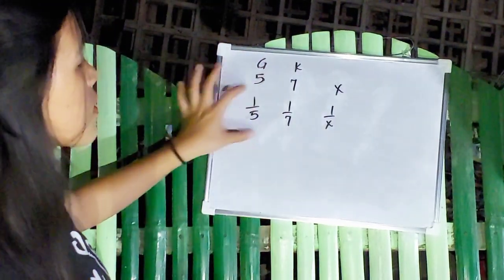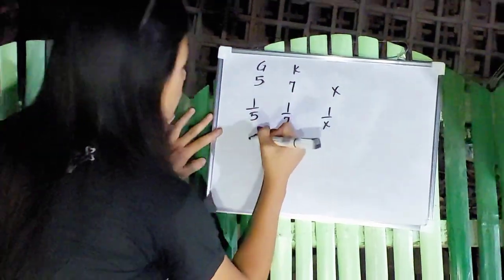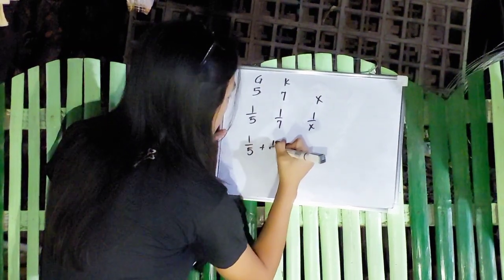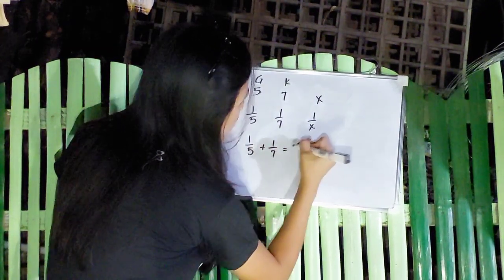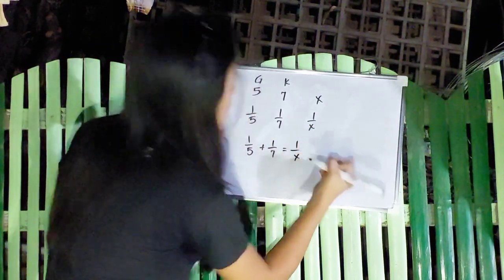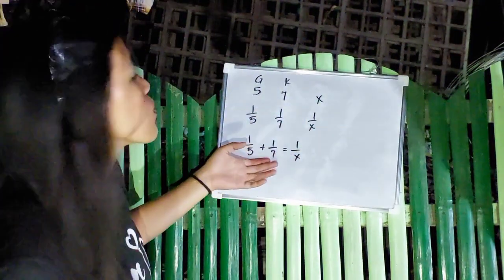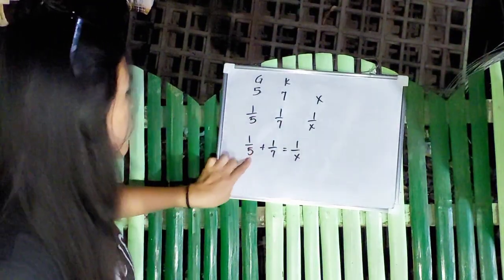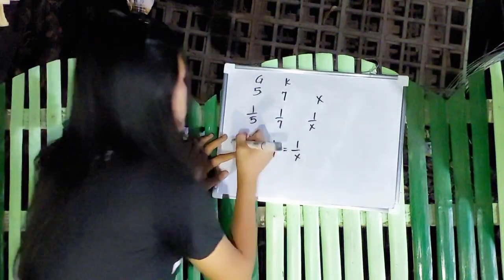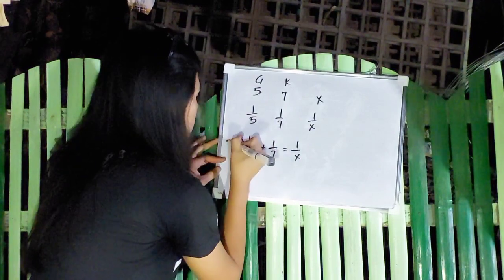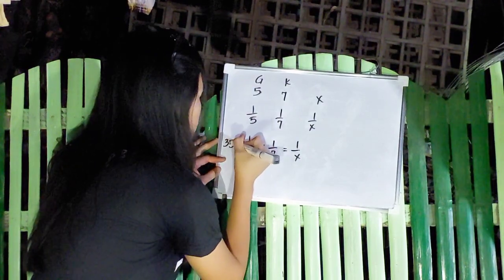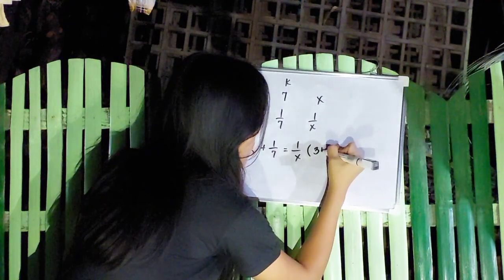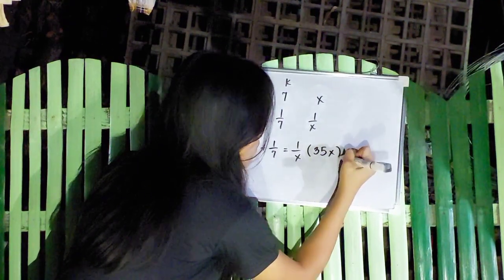So let us add them together. Okay, we are looking for the number of hours they work together. So 1 over 5 plus 1 over 7 equals 1 over x. Let us find their common denominator, or LCD. So 5, 7, and x, their common denominator is 35x. So let us multiply both sides by 35x.